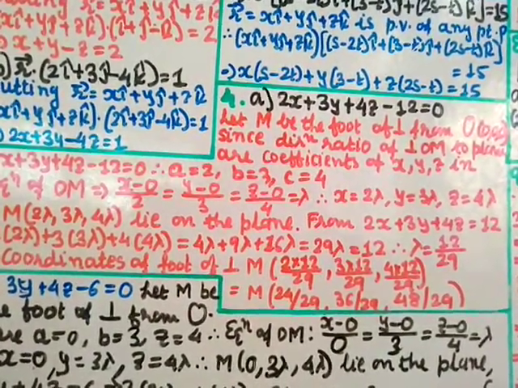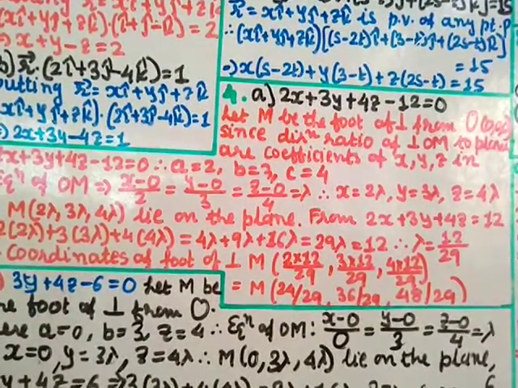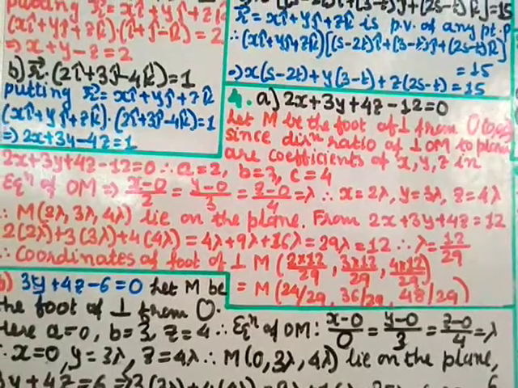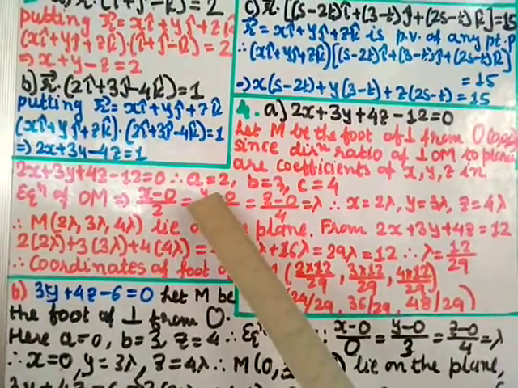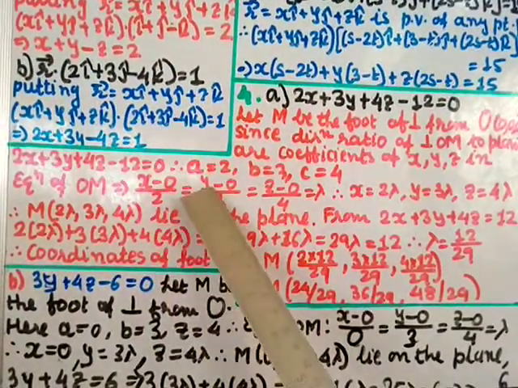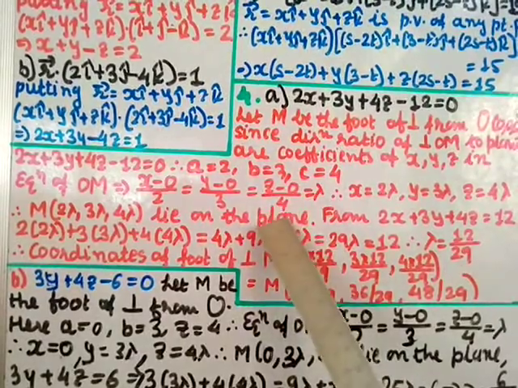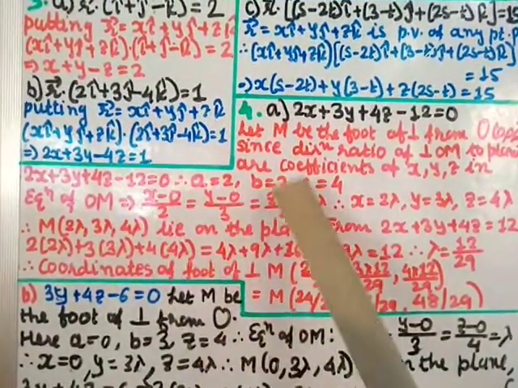Then it is (x − x1)/A = (y − y1)/B = (z − z1)/C. So I use that formula and write here the point is (0, 0, 0), and the direction ratios are 2, 3, 4. So (x − 0)/2 = (y − 0)/3 = (z − 0)/4, and this we consider as a constant equal to lambda. Okay, this we call lambda.